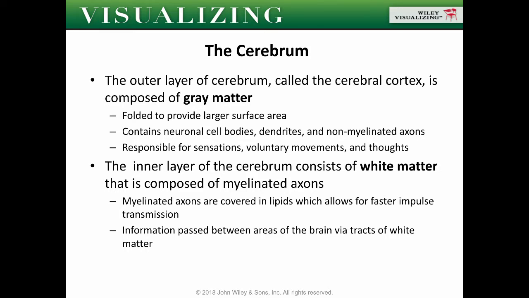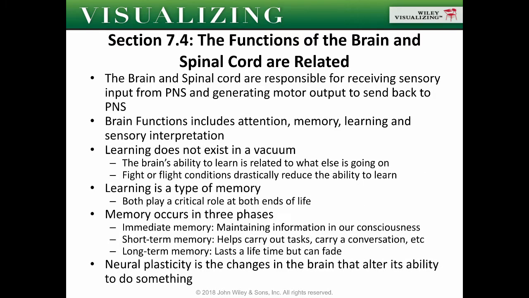And then the other one is the white matter. It's the inner layer. It's composed of myelinated axons. That's why it's of a whitish color. Basically, that's how they differentiate it. The one is darker in shade, the one is lighter in shade. The lighter color is because of the myelin sheaths on the axons of the neurons in the white matter. Myelinated axons are covered in lipids, which allows for faster impulse transmission. Information passes between areas of the brain via tracts of white matter. So this is your white matter and the gray matter.